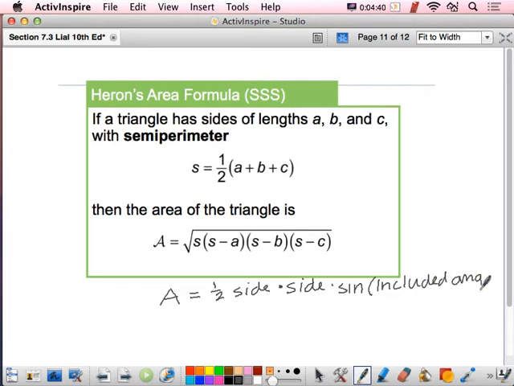So that one was from 7.1. And guys, that will be on your memory quiz as well. All 3 versions of that. Remember how there are 3 versions depending on what side you know? Okay. So the area formulas will also be on your memory quiz.